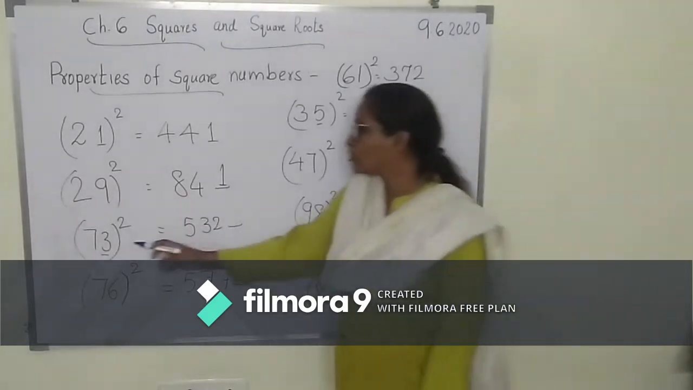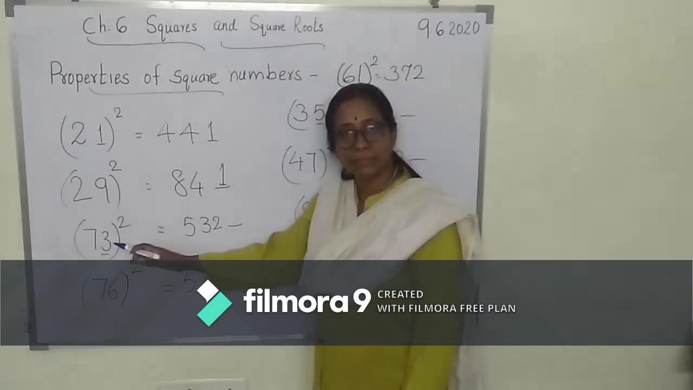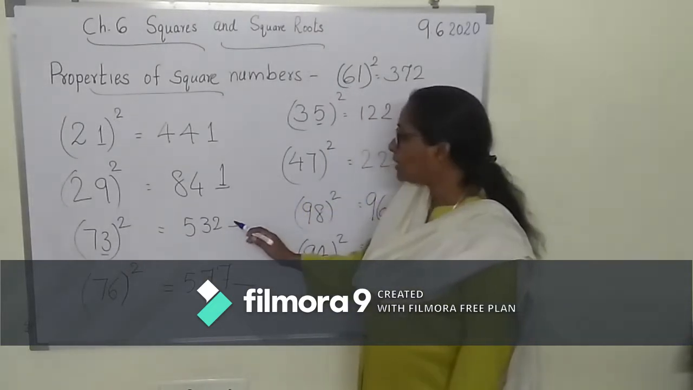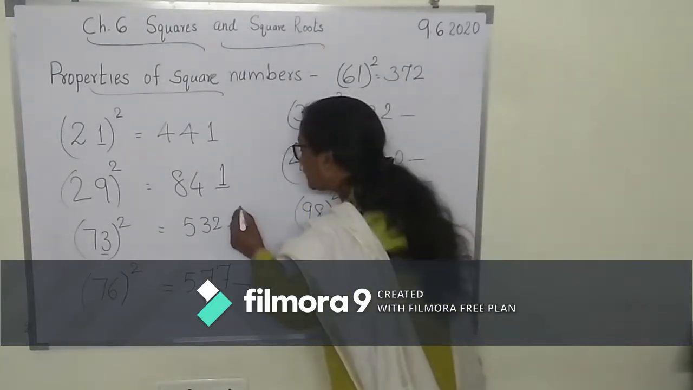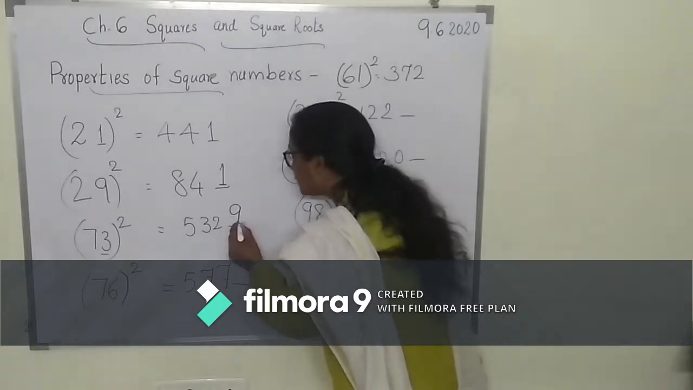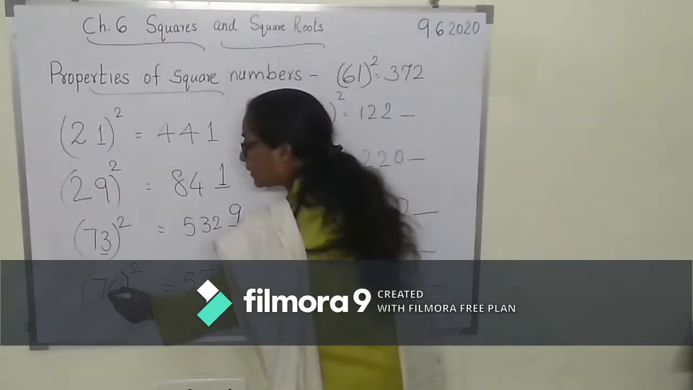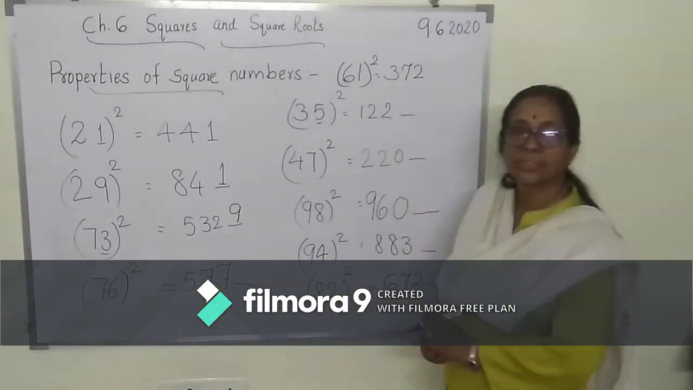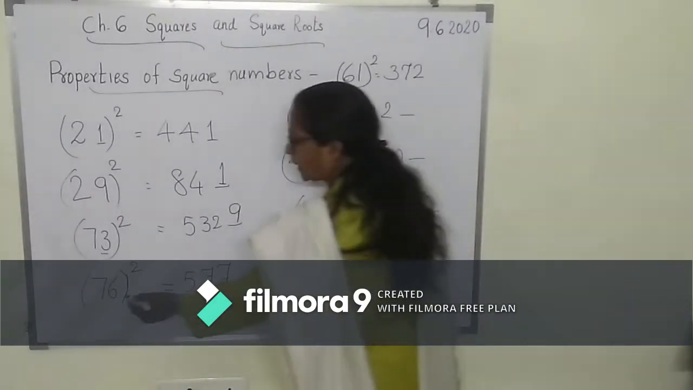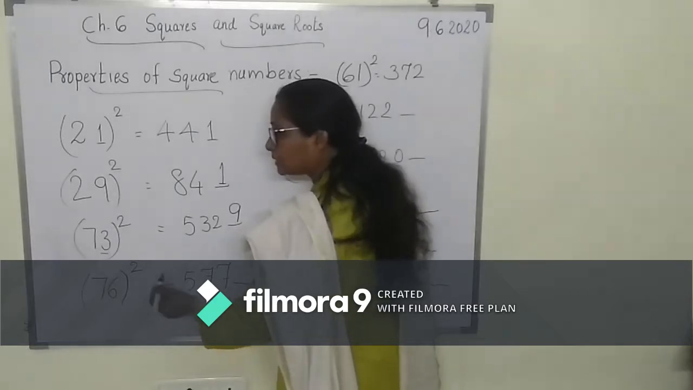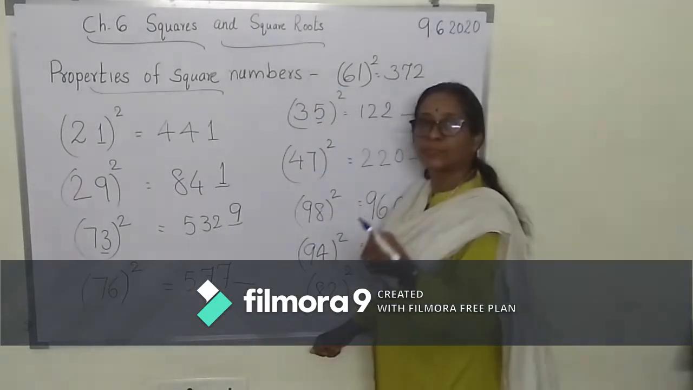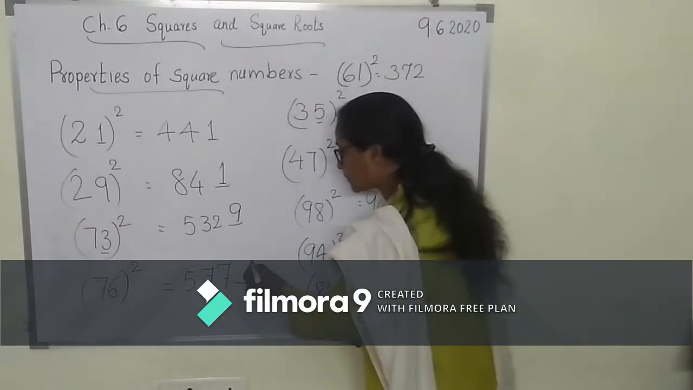73 square. So 3 3s are 9. So here the unit place will be 9. Here you see 76 square. So what is the unit place? 6. 6 6s are 36. So unit place is 6.